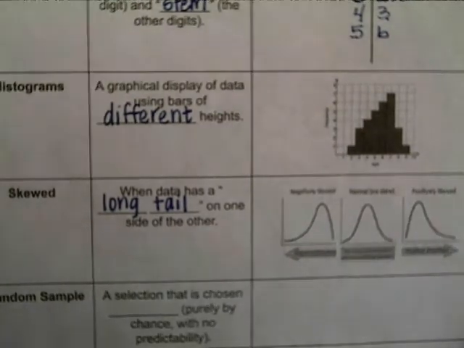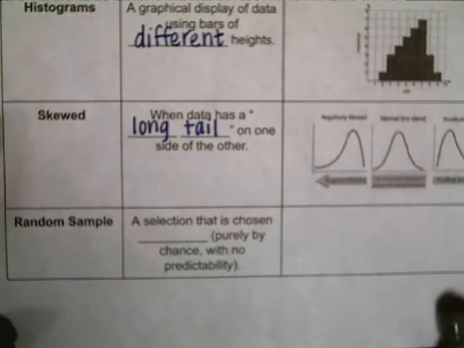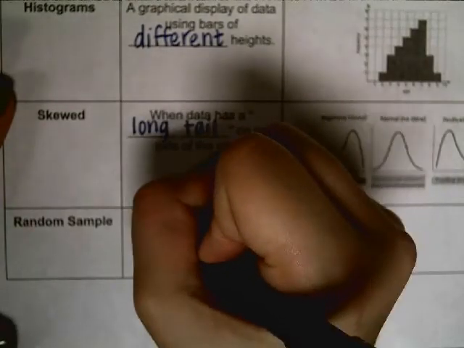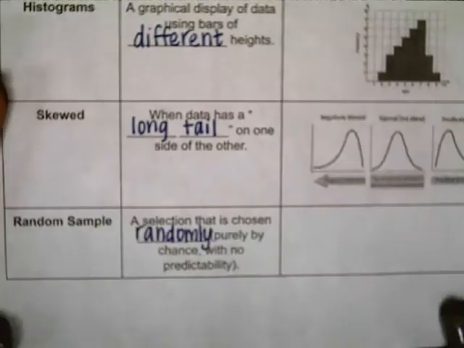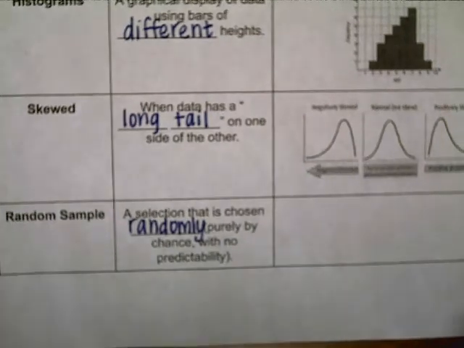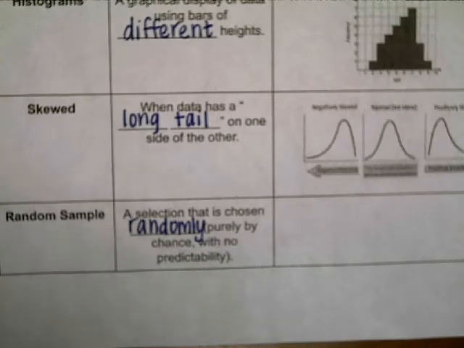Random sample. A selection that is chosen randomly, purely by chance, not by probability. So, for example, I would randomly choose the next person who walks by me versus choosing the next girl that walks by me. It's just a random sample. Next page of vocabulary.